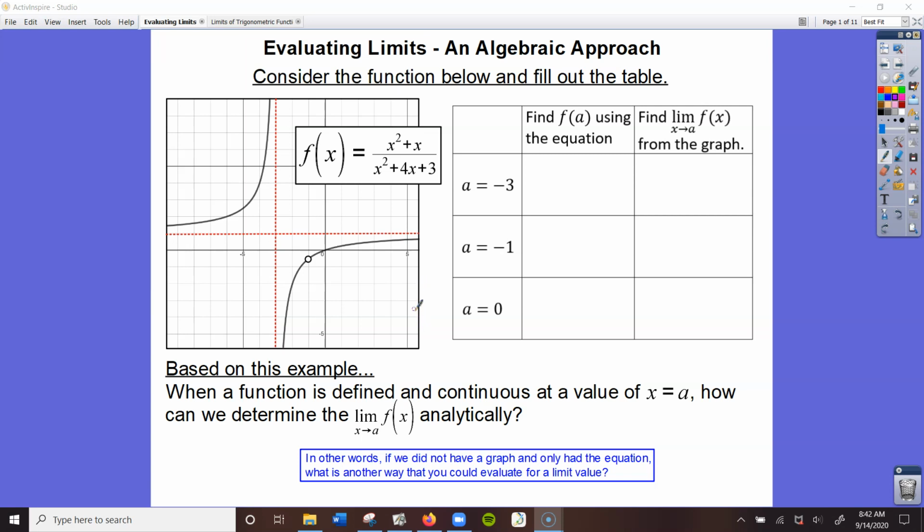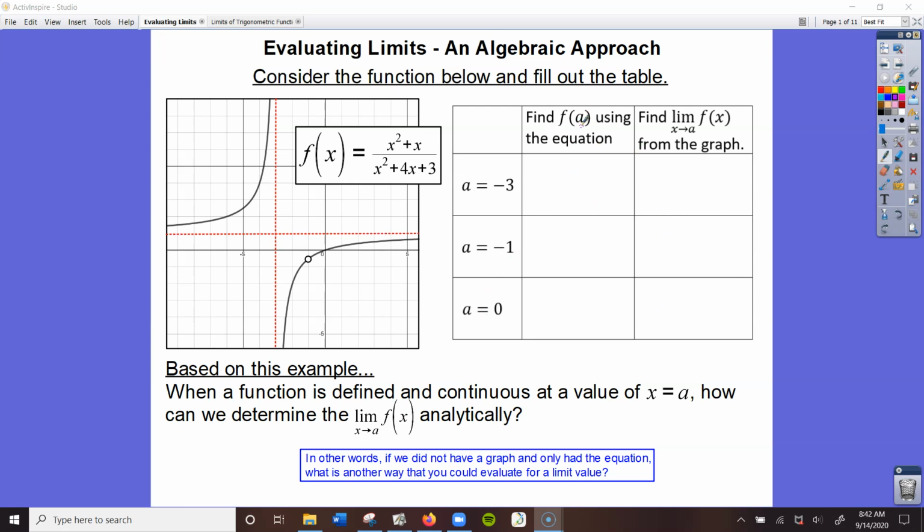Hello everyone. Today we're going to look at how to evaluate limits algebraically. So in order to start us off, we're going to take a look at this function, f of x is equal to x squared plus x over x squared plus 4x plus 3. And what we're going to do is fill out this chart.